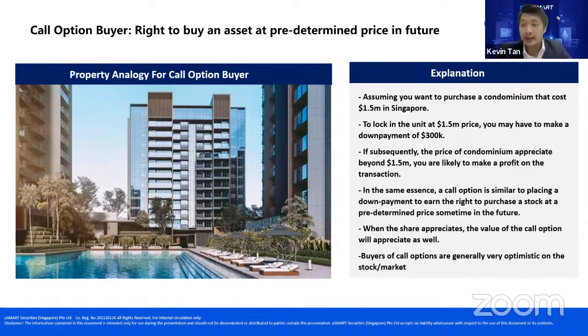And the best analogy that I can think of is property investment, right? Because when you do property investment, assuming that you want to buy a condominium that costs 1.5 million in Singapore, to lock in the price of the unit at 1.5 million, you would usually have to make a down payment. In Singapore context, we call it the OTP, option to purchase. Let's assume your down payment is 300,000. So you have to put a 300,000 down payment to lock in your unit at 1.5 million.